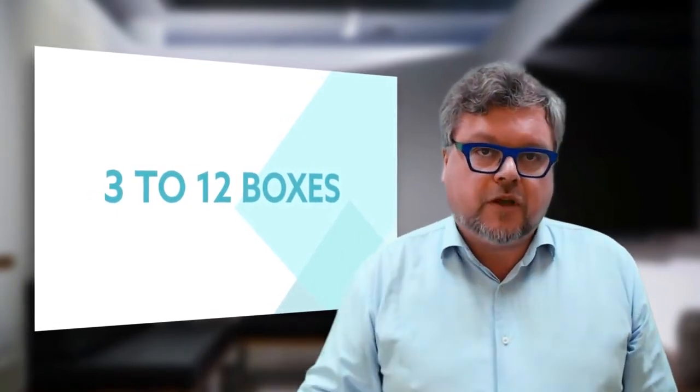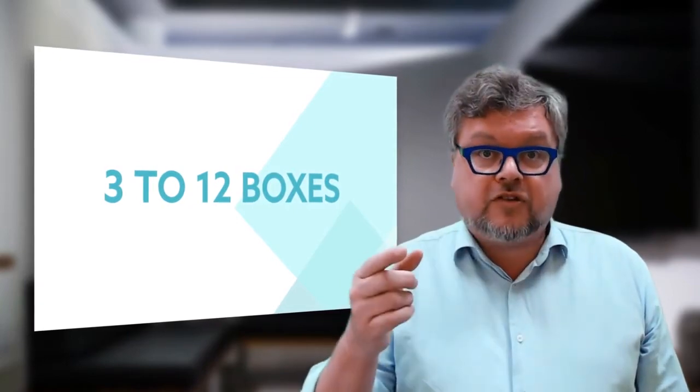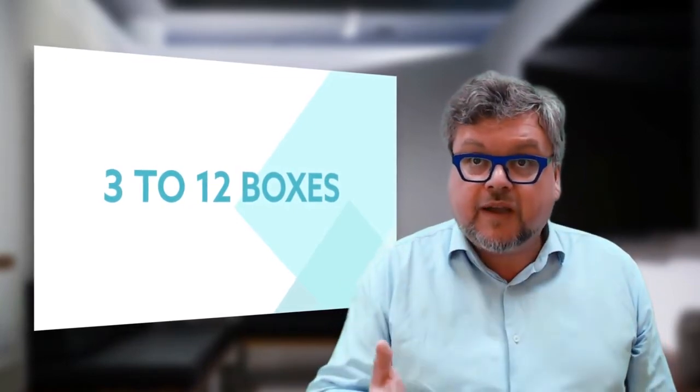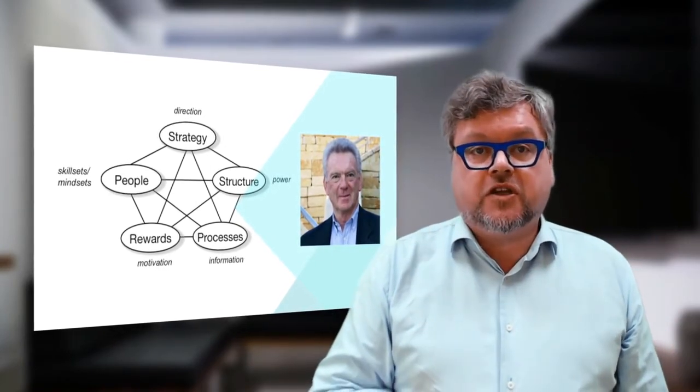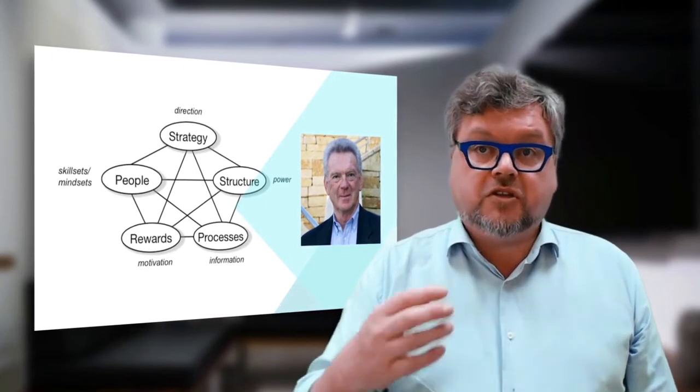The most popular model I like to use to help you understand how diagnosis models work is the Galbraith star model. This model has 5 boxes that connect each other. Each box represents a set of generic questions that we can ask an organization in order to begin an organizational design process.